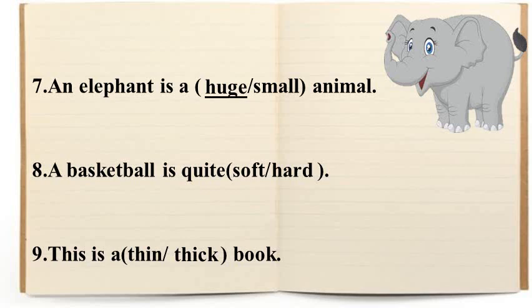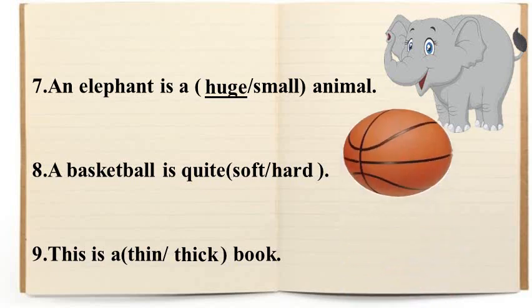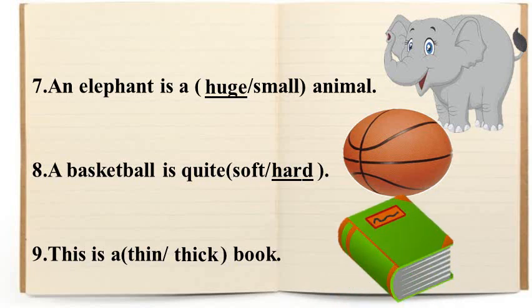Underline huge. Number 8. A basketball is quite soft or hard. कैसा होता है basketball? A basketball is quite hard. Underline the word hard. Sakht. Number 9. This is a thin, thick book. Look at the book. It is a thick book.